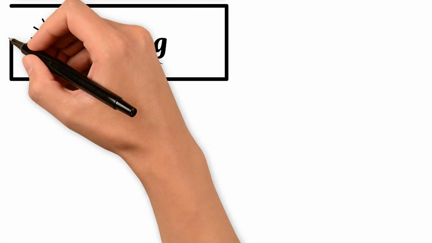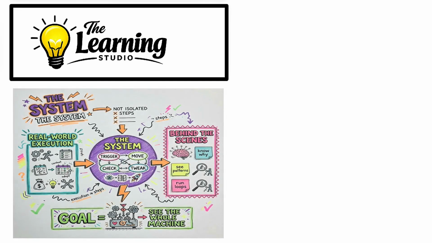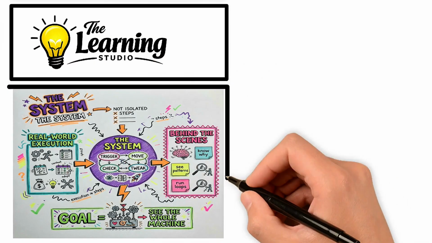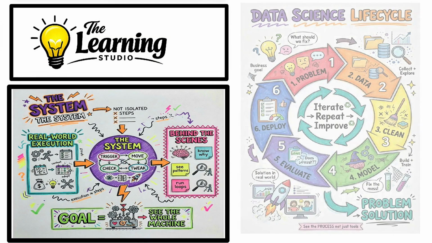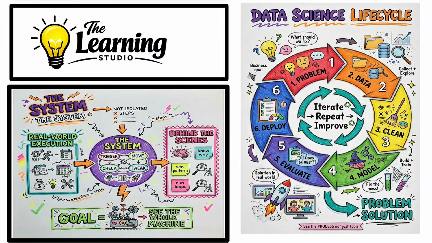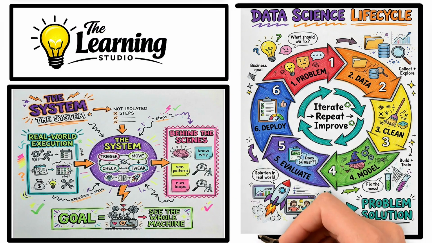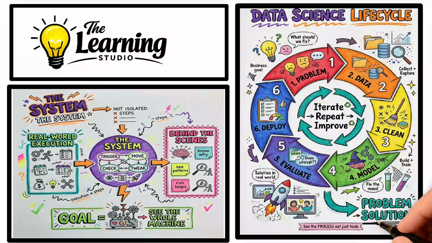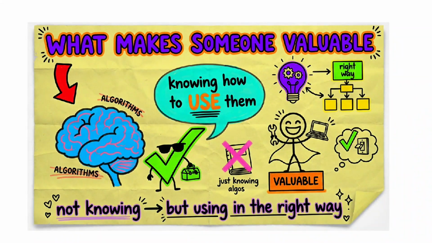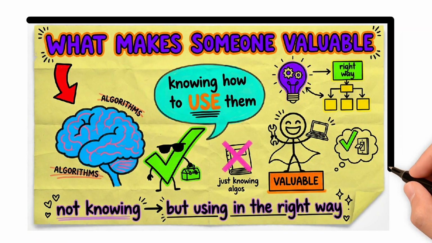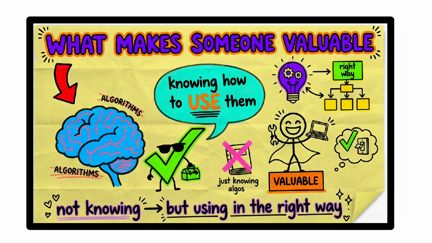At the Learning Studio, the goal isn't to teach you isolated steps, it's to show you the system behind real-world execution. Because once you understand the life cycle, you stop treating data science like a series of tools and start seeing it as a structured process that turns problems into solutions. And that's what actually makes someone valuable. Not knowing algorithms, but knowing how to use them in the right way.